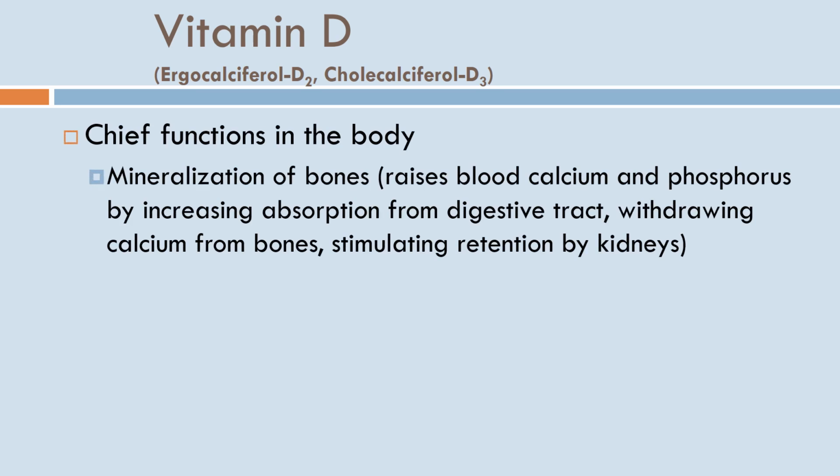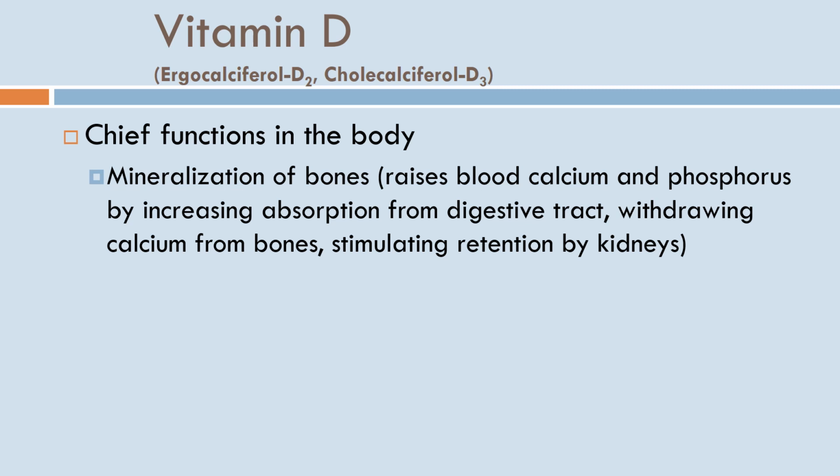Vitamin D plays a lot of roles in the body, but the chief function is mineralization of the bones. So it helps in the absorption of calcium and phosphorus. It raises blood calcium and phosphorus by increasing absorption from the GIT tract. It helps in withdrawing calcium from the bones, and also it stimulates retention by the kidney.